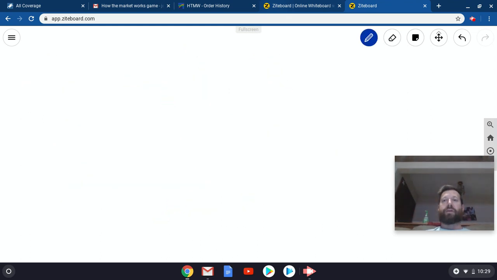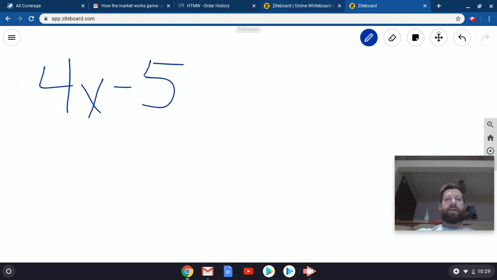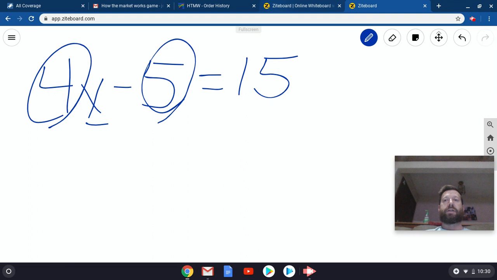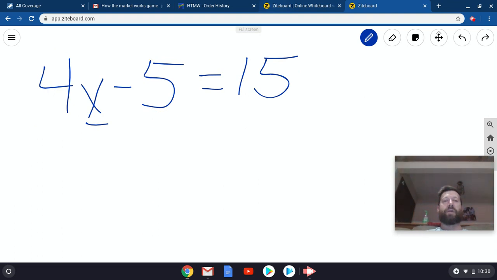We're going to jump into two-step equations. So let's say that I have 4x minus 5 equals 15, and I'm still trying to find x. But in the process, I have to do two steps. I've got to get rid of two numbers. I need to get rid of this 5 and this 4, and to do so, I'm going to do the opposite of what I see, but I also need to do it in the reverse order of operations.